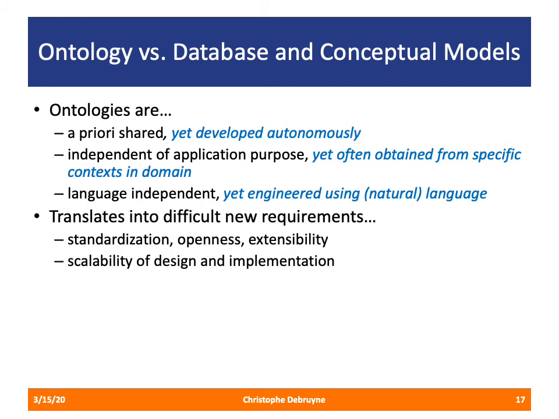Ontologies furthermore translate into difficult new requirements. To what extent are ontologies supposed to be standardized? How open are ontologies supposed to be? How extensible do they have to be? And then there's the matter of scalability, both in terms of design and implementation.